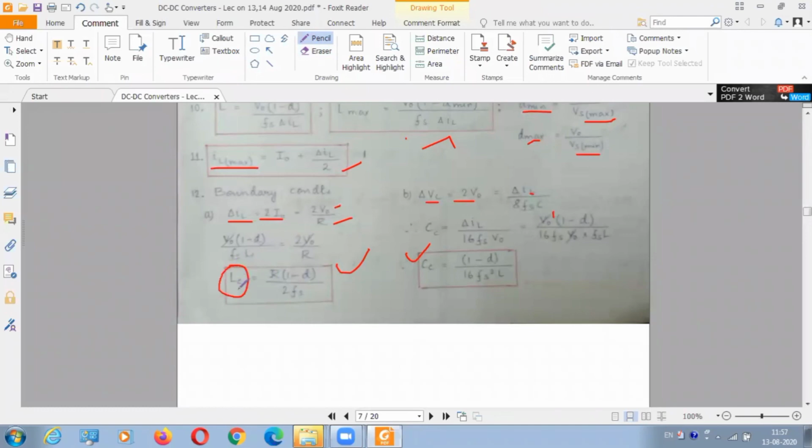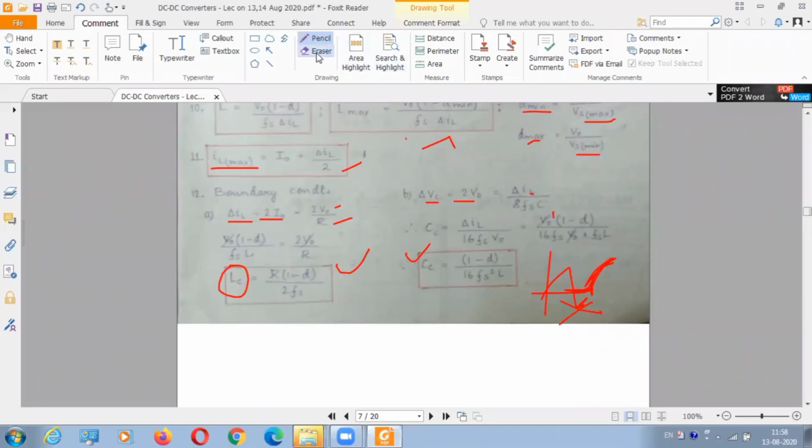This LC is called the critical value of inductance. If you bring your inductance below this, the inductor current will be discontinuous. Suppose my current after this point will go negative. But inductor current can't go negative. So from this point to this point, your inductor current will be zero. Then again it will rise. That is discontinuous current, and this LC and CC give you a limitation to that. That is how you can calculate LC, and VC can be calculated like this.